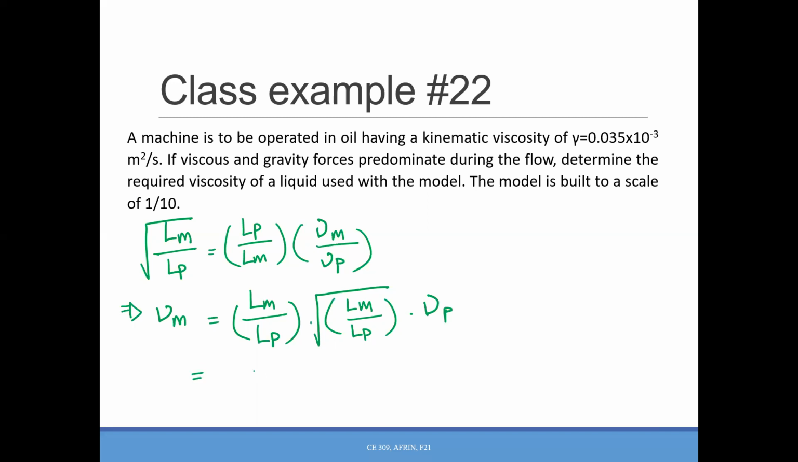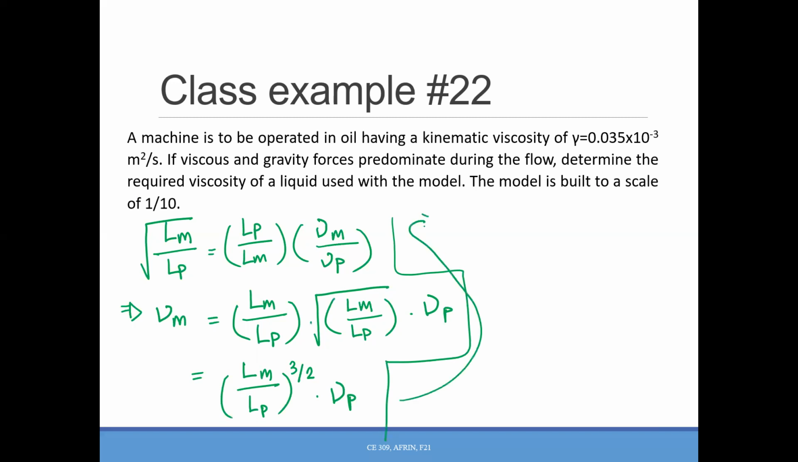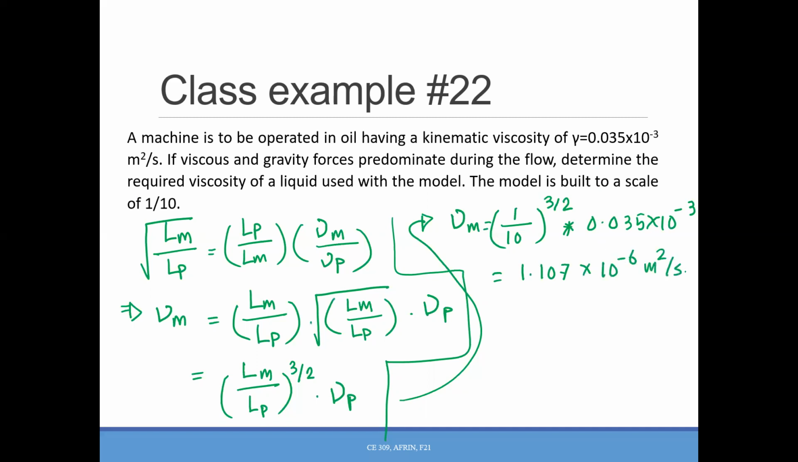So here you have 1.5, so that will be 3/2, viscosity of the prototype. And I'm just moving here. So viscosity of the model equals LP over LM, which is 1/10. We know that, 3/2. We also know the viscosity. And if you do the calculation, you should get 1.107 into 10 to the power 6 meters per second. So that is the answer for this question.